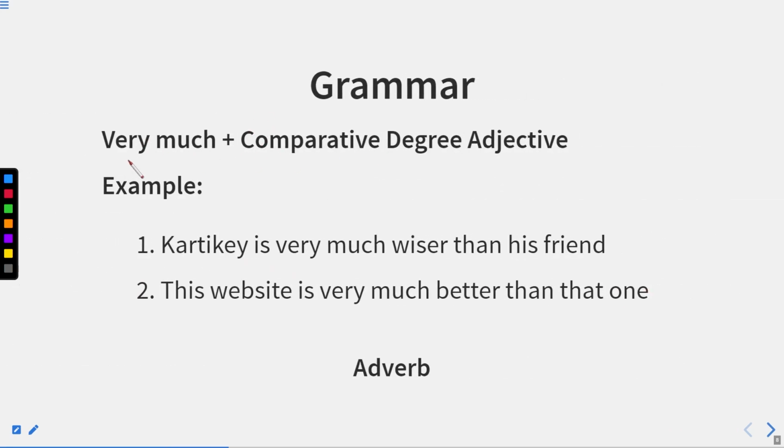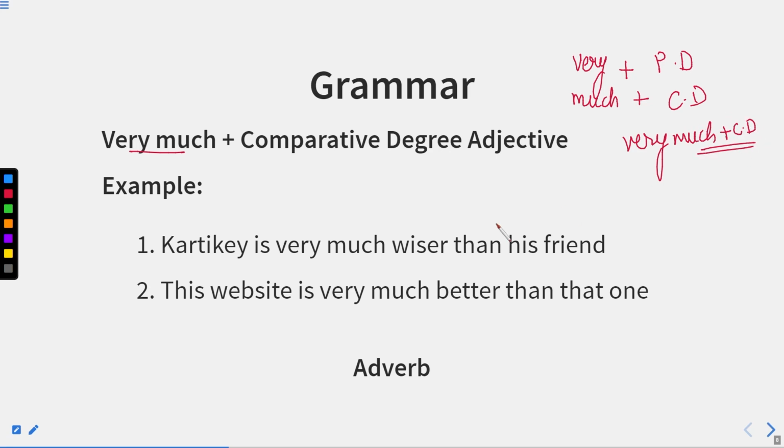Here, we have a word very much. Now, when we individually talk about very and much, we know well that very is followed by positive degree of adjective and much is followed by comparative degree of adjective. Now, what if I use both words together? Now, I use this phrase that is very much. So, in this case, what we do, we use only comparative degree of adjective, not positive degree.